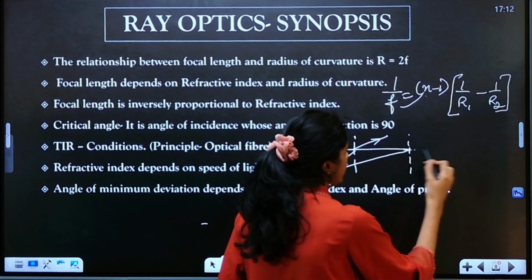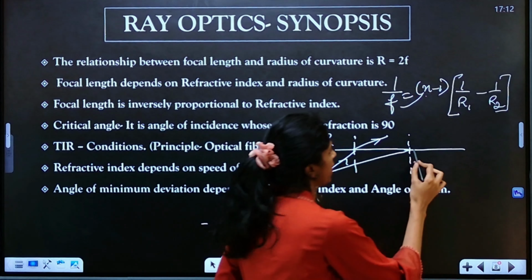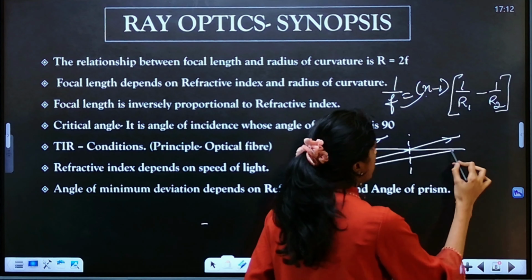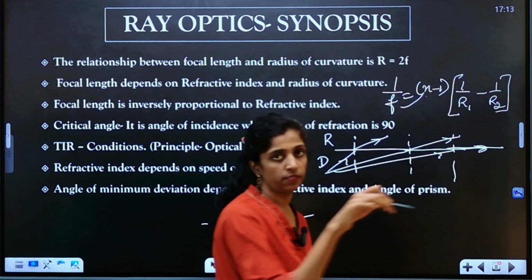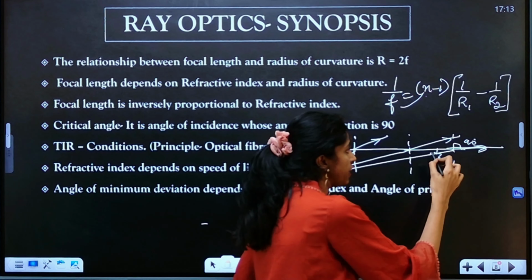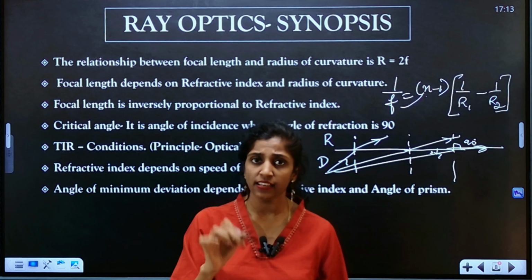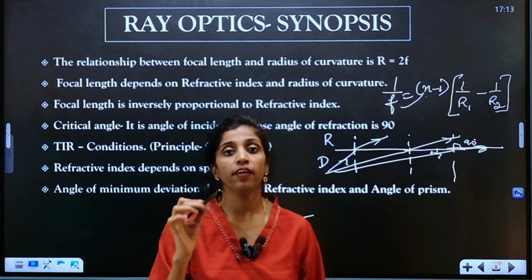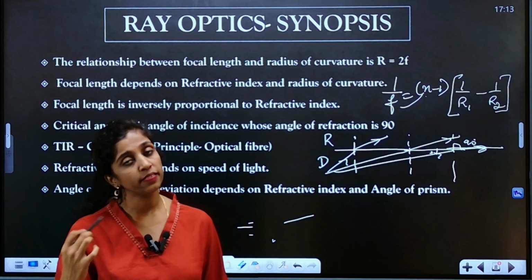Again, as you increase the angle of incidence, it will again bend away from the normal. At one particular angle of incidence, the light will graze the surface, that means the angle of refraction is 90 degrees. Such an angle of incidence we call the critical angle. So please remember, critical angle is the angle of incidence itself, but where the angle of refraction is 90 degrees.